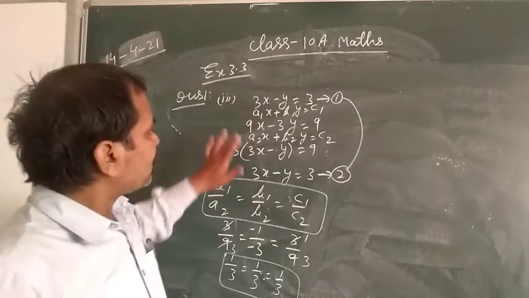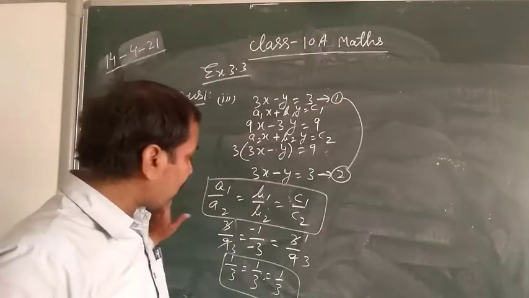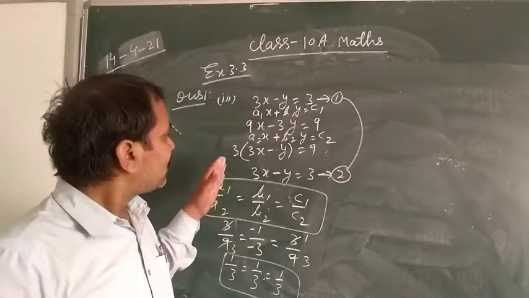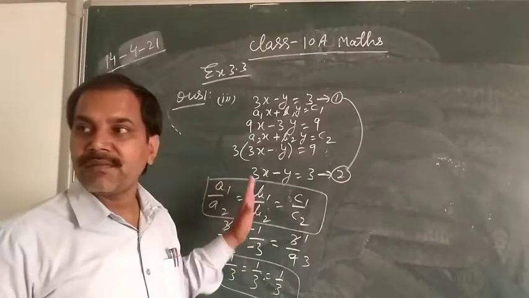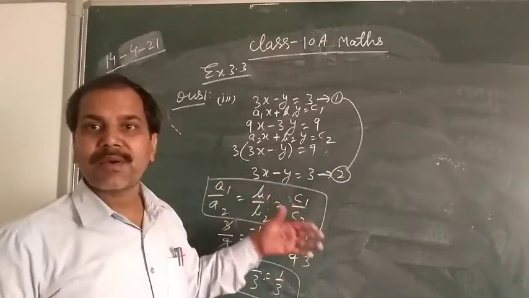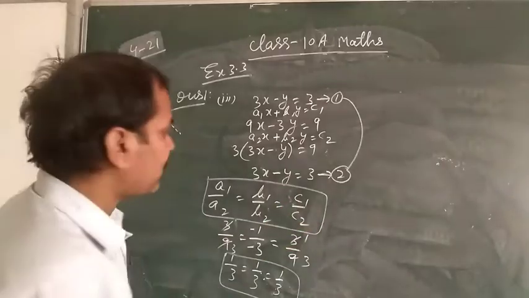So if both equations come the same, what do we write here? You write here: these two equations have an infinite number of solutions, meaning x and y have infinite values. Clear?